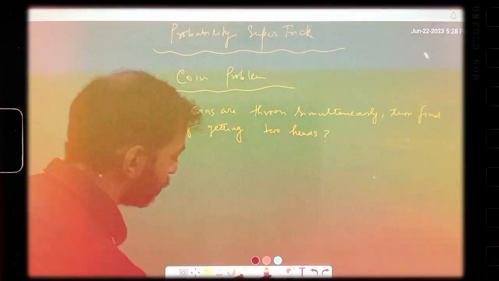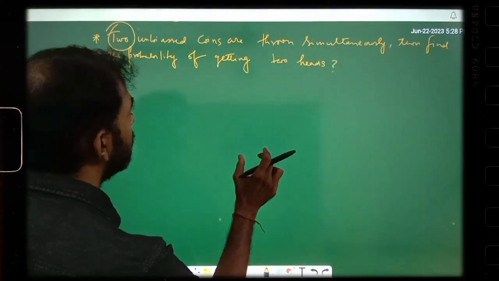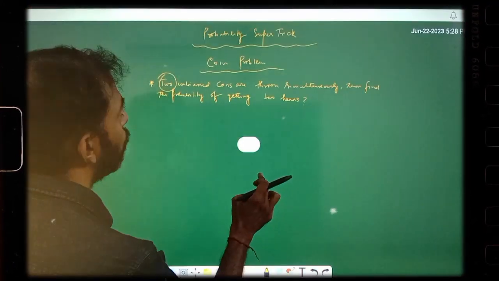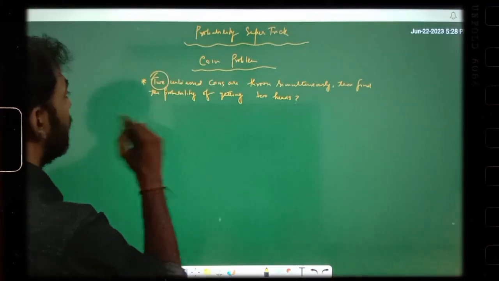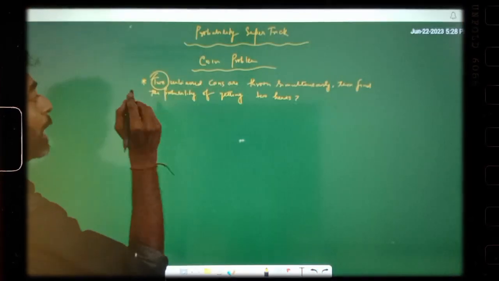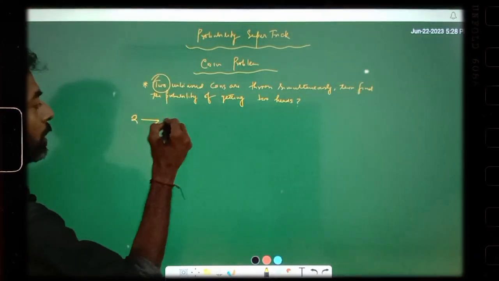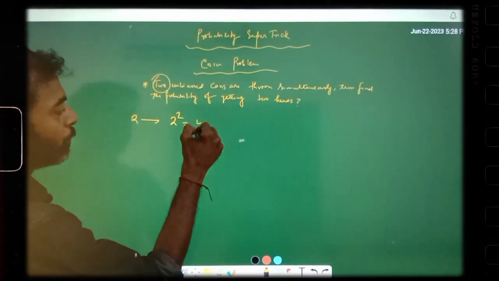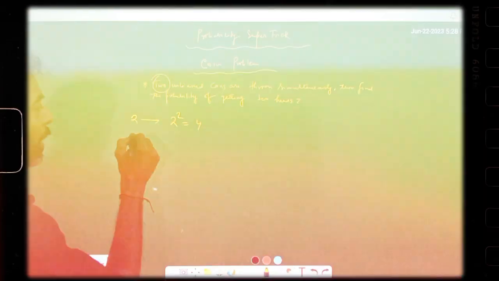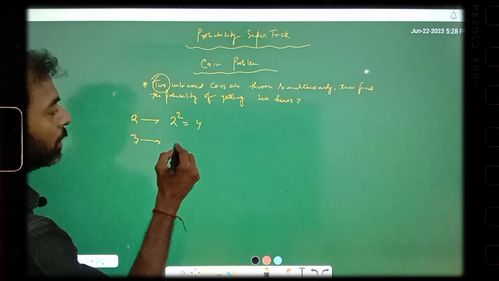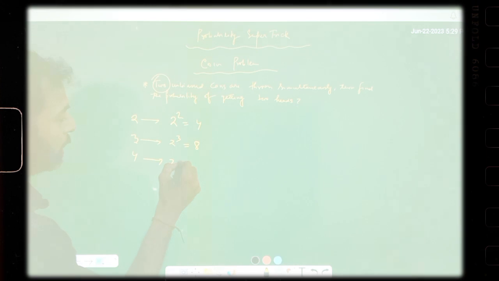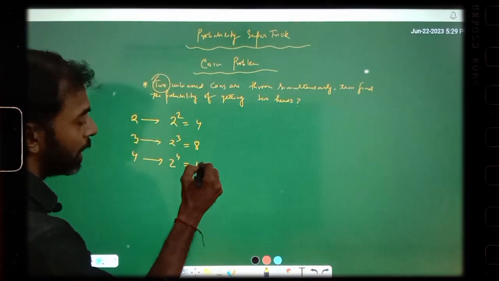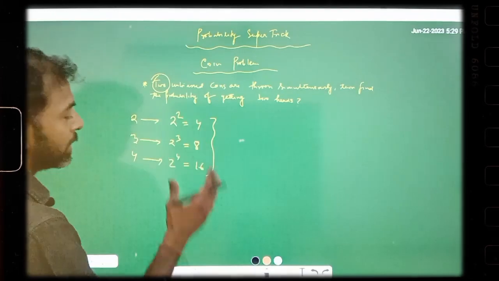Now the general procedure is our super trick, a coin problem related trick. What is this particular trick? We need to know about the sample space. When two coins are thrown, there will be 2 square, that is 4 sample points. When 3 coins are tossed, then the total number of outcomes will be 8. When 4 coins are tossed, there will be 2 to the power 4, that is 16 cases. Those are our sample points.